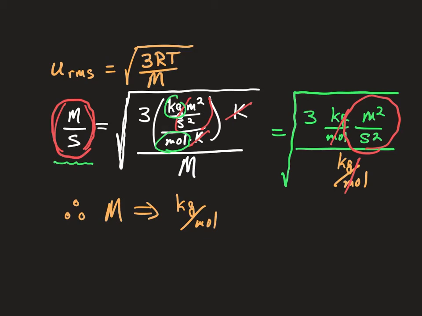So that puts some limitations on how we approach these problems. We have to get the units right. Everything has to cancel to leave us with the units we need to get the proper units for our root mean squared velocity.